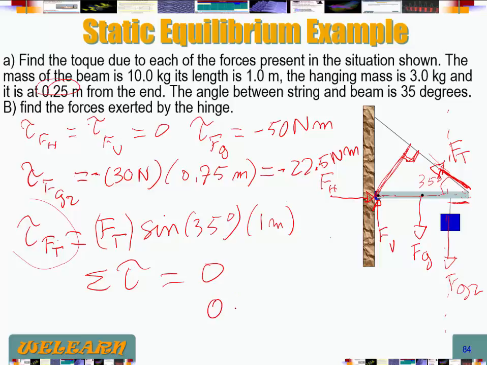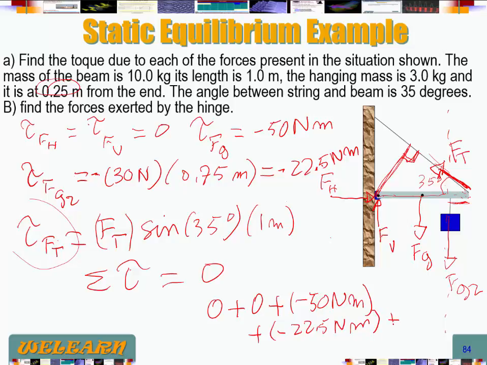It's going to be 0, the torque due to Fh, plus 0, torque due to Fv, plus minus 50 newton meters, the torque due to Fg, plus minus 22.5 newton meters, the torque due to Fg2, plus the torque due to Ft is equal to 0. So solving for the torque due to Ft, we can find it to be equal to 72.5 newton meters.